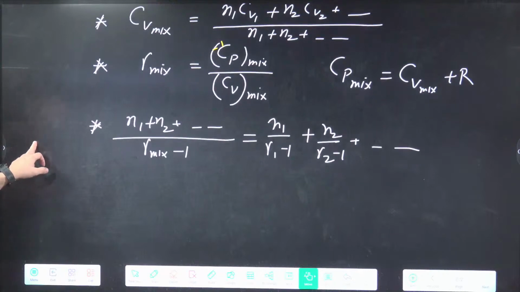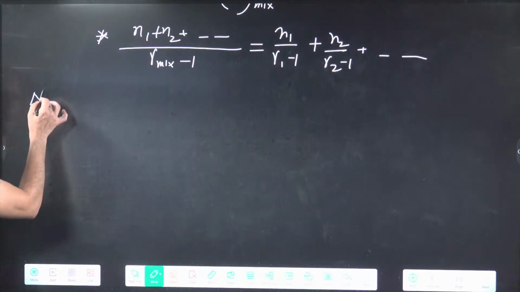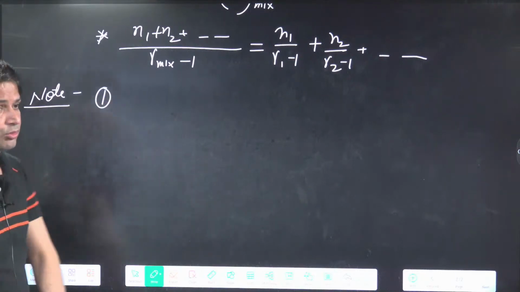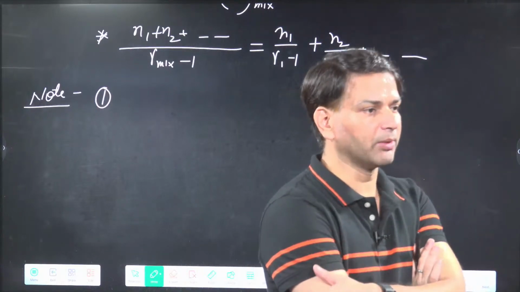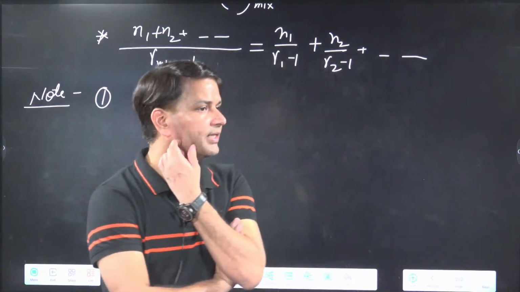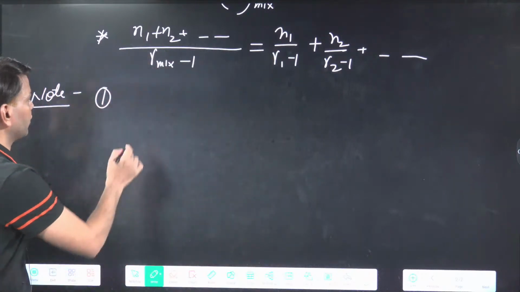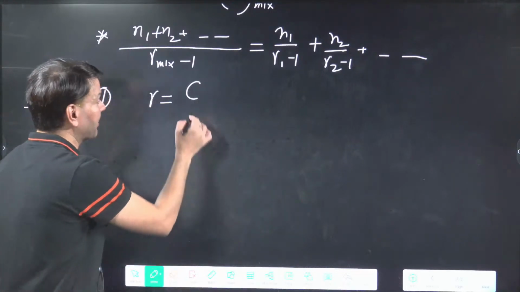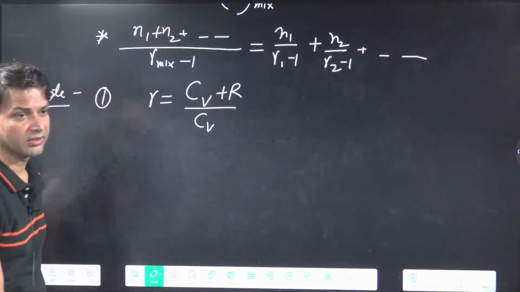Completed? Okay. The two relations you have to remember. Suppose I have not mentioned the gas, monatomic or diatomic. I have given only the degree of freedom of the gas, and I need the gamma. So gamma is equal to what? Cp by Cv. So Cp I can say is Cv plus R, by Cv. You can write or not?